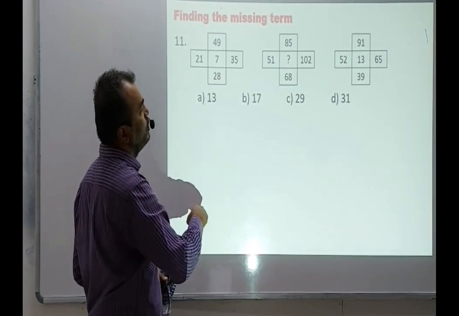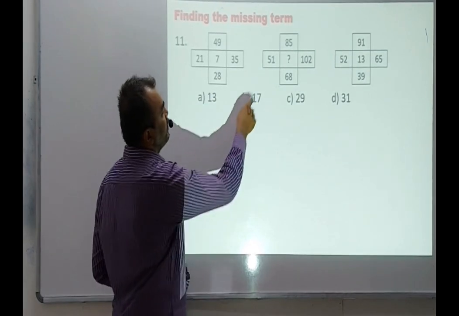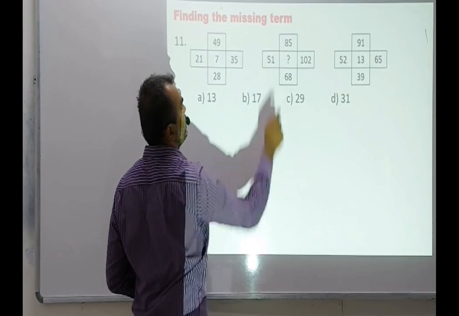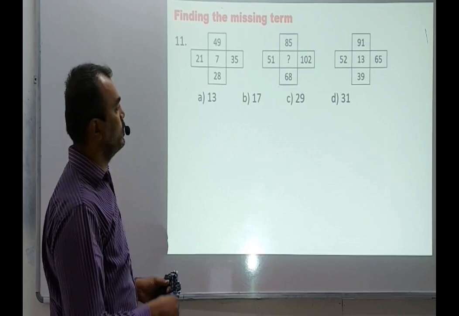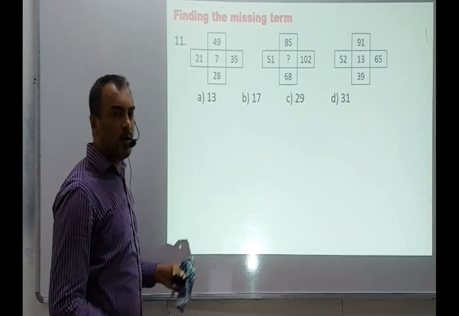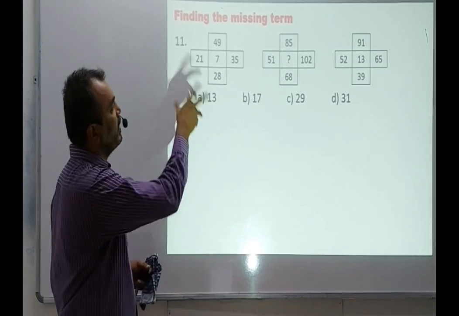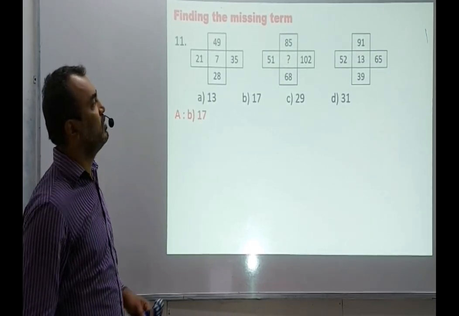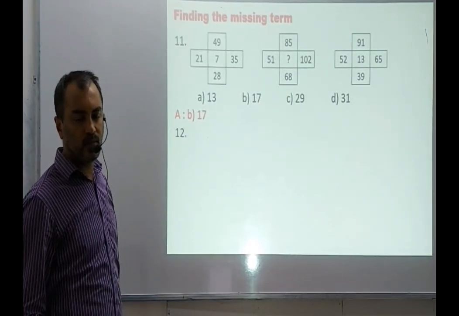13, no. 17, 29 or 31. 17 3s are 51, 17 4s are 68, 17 5s are 85, and 17 6s are 102. So here, you don't have to crunch your brain too much. The logic lies only in finding the multiples. So the answer is B, 70. All these four numbers are multiples of 7.